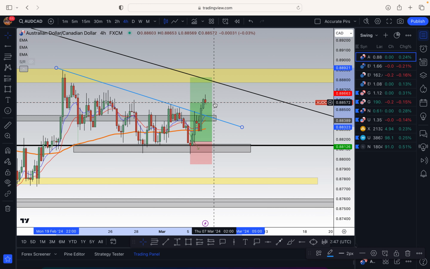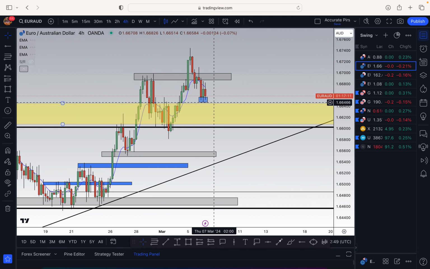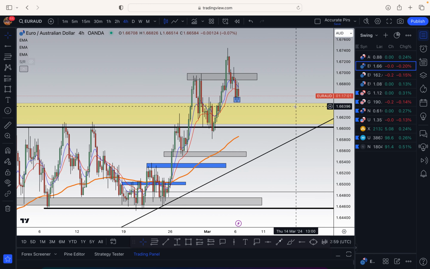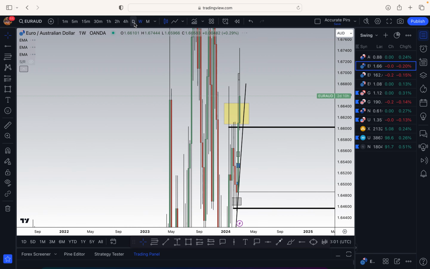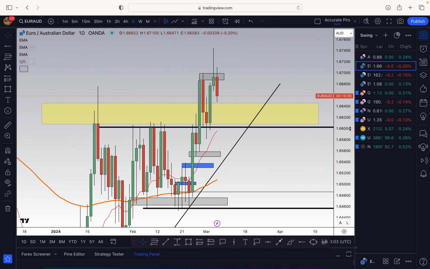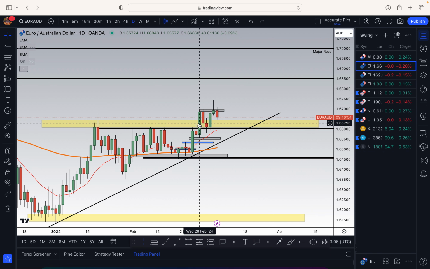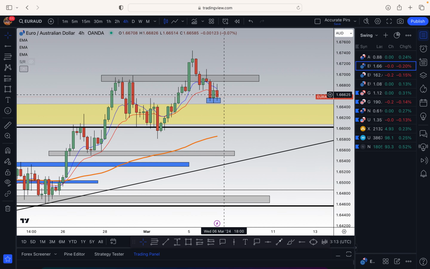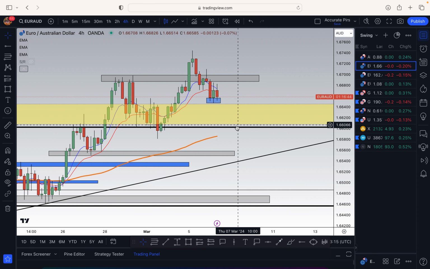So that's AUD CAD, nothing much to talk about. Let's move on to Euro AUD. For Euro AUD, I am looking out for a sell, but the reason I'm hesitating to sell is because the market is still in an uptrend. Let's look at it on a daily time frame. Price has closed above this resistance level, so for me to even contemplate selling, price is probably going to retest this support level and then look to make a move back up towards the upside.